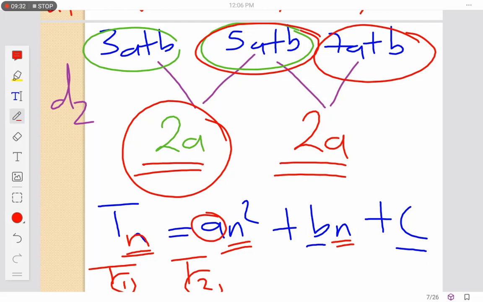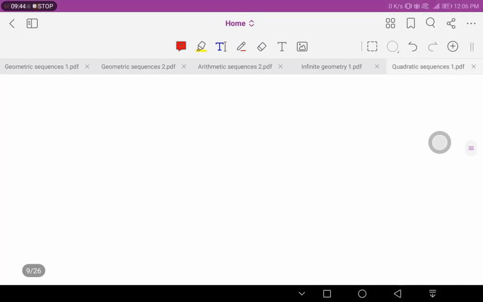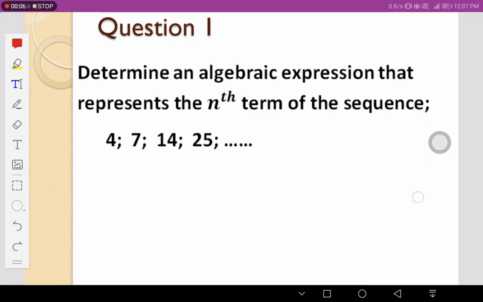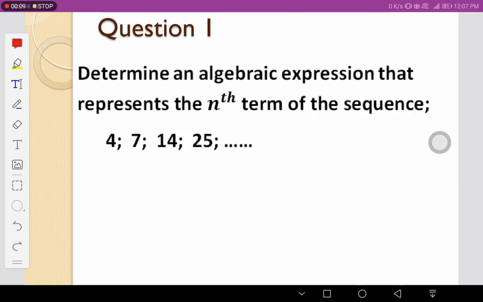So maybe now let's have an example. This question is asking us to determine an algebraic expression that represents the nth term of the sequence 4, 7, 14, 25. For this we can have T1, T2, T3, T4.